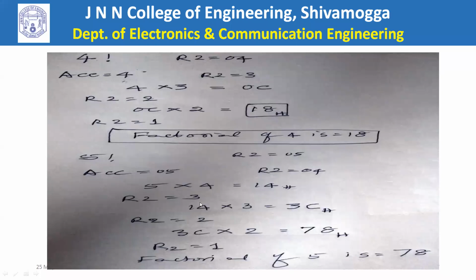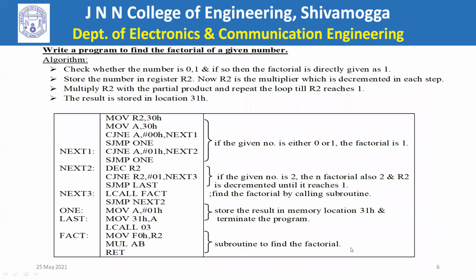So how do you find out 5 factorial? 5 into 4 is 20, that is 14H. Once again 14 into 3, this is 42, which is 3C. 42 into 2 is 84, which is nothing but 78. So 78 is 5 factorial. So this is how you do factorial. It's a very important program as far as your examination is concerned.